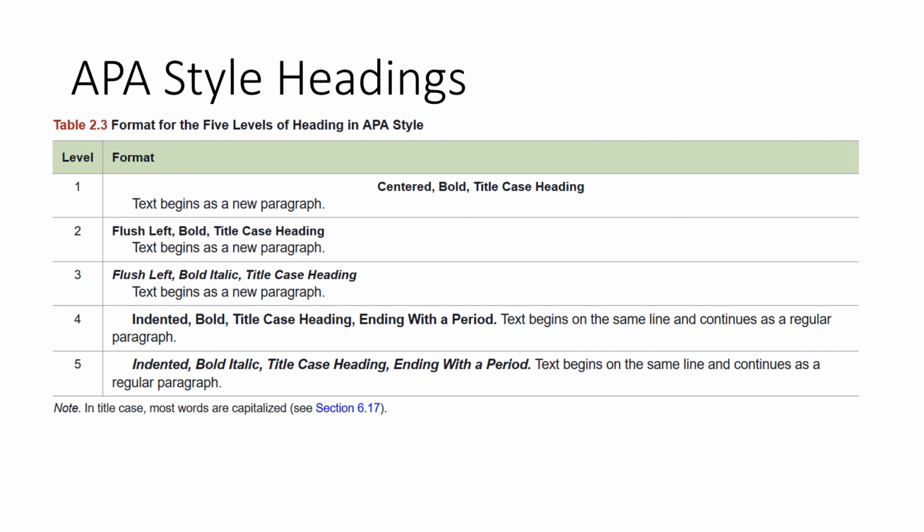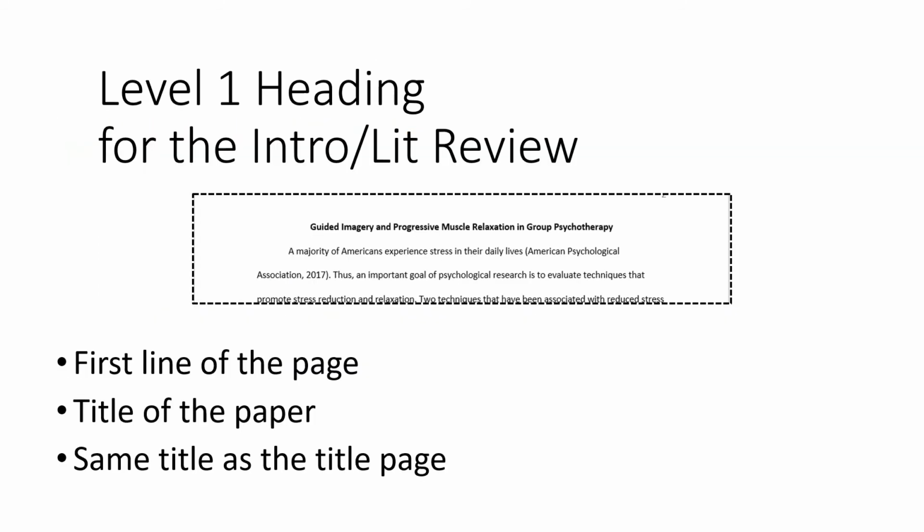Colons are not used in APA style headings. If you're writing a research proposal or report, you'll definitely use the first 2 levels and probably the 3rd, but you might not ever use the 4th and 5th levels. The content of the heading for the intro and lit review is a little different than that of the others.